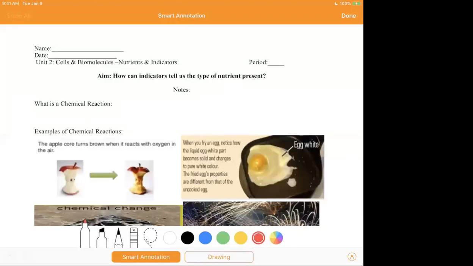All right, scholars. So here's one of our labs of Unit 2, cells and biomolecules. We're going to be talking about nutrients and indicators. All right. So our aim says, how can indicators tell us the type of nutrient present?